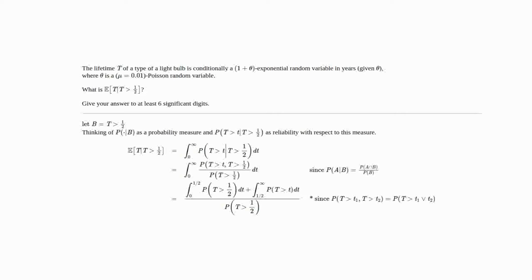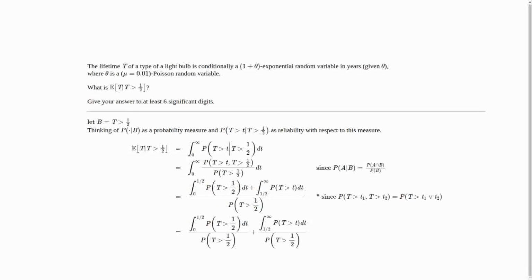And so we can divide this integral from 0 to infinity into two parts. The part going up to 1/2, where T being greater than 1/2 is the more restrictive condition, so the probability that T is greater than the maximum of little t and 1/2 is just the probability that T is greater than 1/2. And the integral from 1/2 to infinity, where T being greater than little t is more restrictive, and so the probability that T is greater than little t and T is greater than 1/2 is just the probability that T is greater than little t.